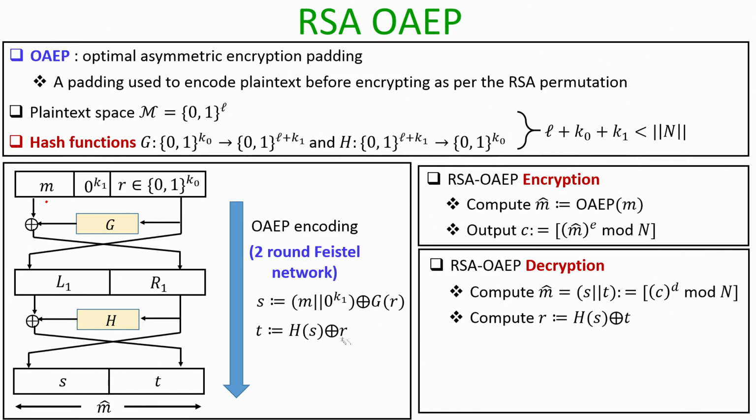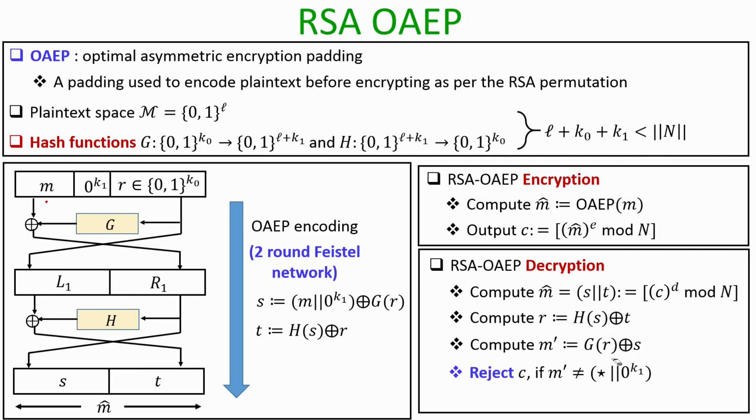So, we know that to compute R, we have to compute the XOR of t and h of s. We have already obtained t, and h is publicly known. So, we can compute h of s, and once we have obtained R, we can obtain m dash, namely the actual left half, which is nothing but the XOR of the s portion with the output of the g function on the input R.